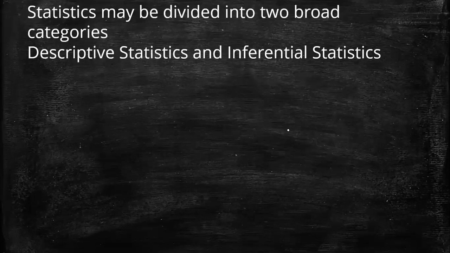Statistics is divided into two categories, that is descriptive statistics and inferential statistics. In descriptive statistics, we have seen different types of data, then different measures of central tendency, measures of dispersion, moments, then skewness, kurtosis, correlation, regression analysis. Such things come under the head of descriptive statistics, whereas in inferential statistics we have a broader area.